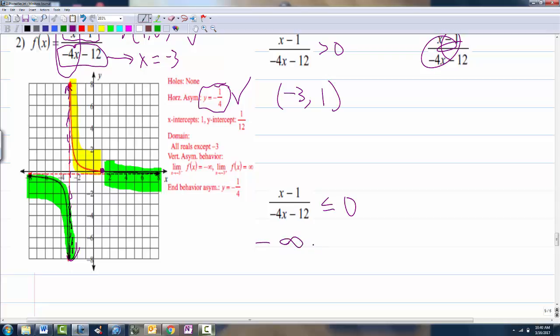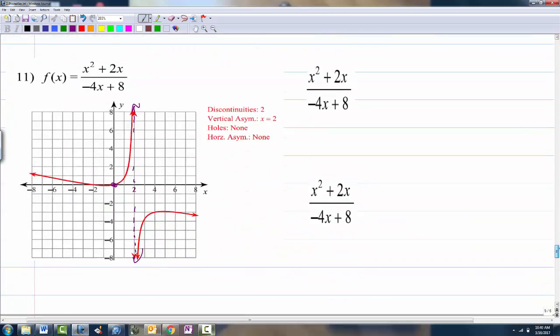Negative infinity to what? -3. But what do I put on -3? Parenthesis because it's still an asymptote. And then what's the next one? 1. No, what do I put on 1 though? Bracket, and then it does go to infinity. All right, so it's minor little things there. And then the reason I gave you this one is just to remember this one.